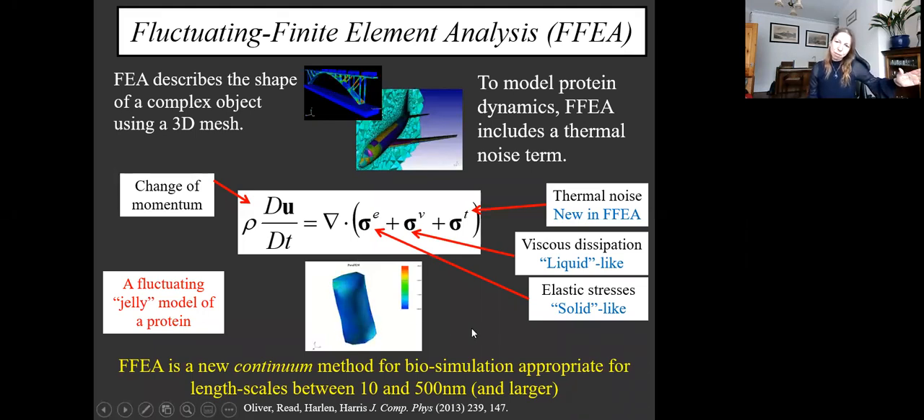So it's a continuum method. You don't want to be under 10 nanometers because you do that atomistically. You don't want to be over a micron, 500 nanometers to a micron, because then thermal fluctuations are no longer important. And you'd be better off using conventional finite element tools or finite difference tools, because of course they're cheaper. Thermal fluctuations are expensive.